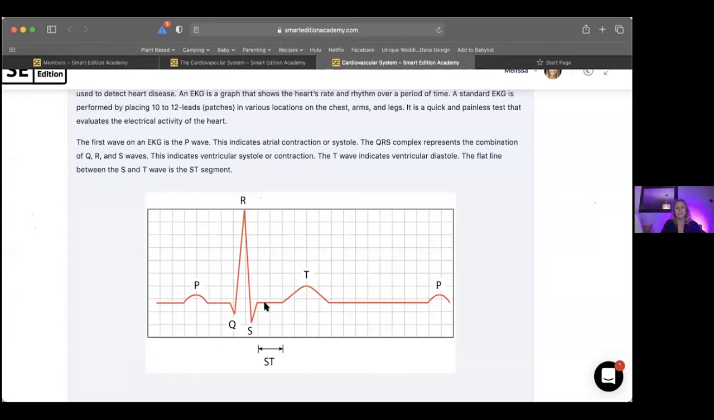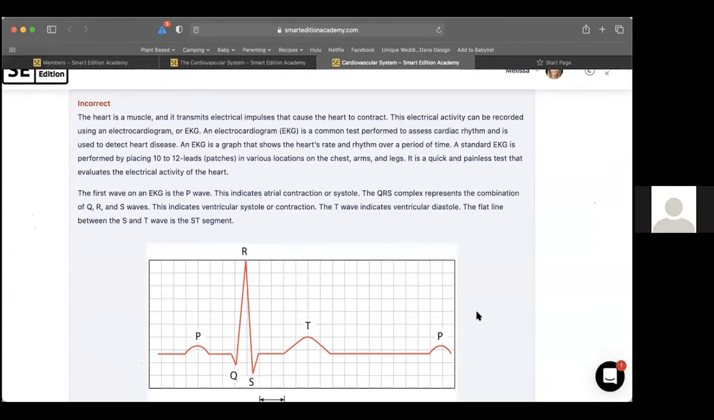Yes, the flat line here is the ST segment. And then it starts back over at the P wave, and then it will do it again. All right, so those are kind of just two warm-up questions.